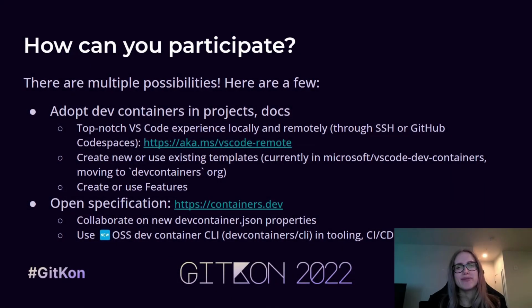And finally, we've compiled this slide here with a few other action items, such as how you could adopt dev containers in your projects and docs and things to check out with the specification. I've included an aka.ms link there to our documentation on the VS Code side if you're curious more about Remote Containers, and even some info about GitHub Codespaces. It tells you how you can use dev containers in other setups too, like even via SSH, since we have a Remote SSH extension in VS Code.